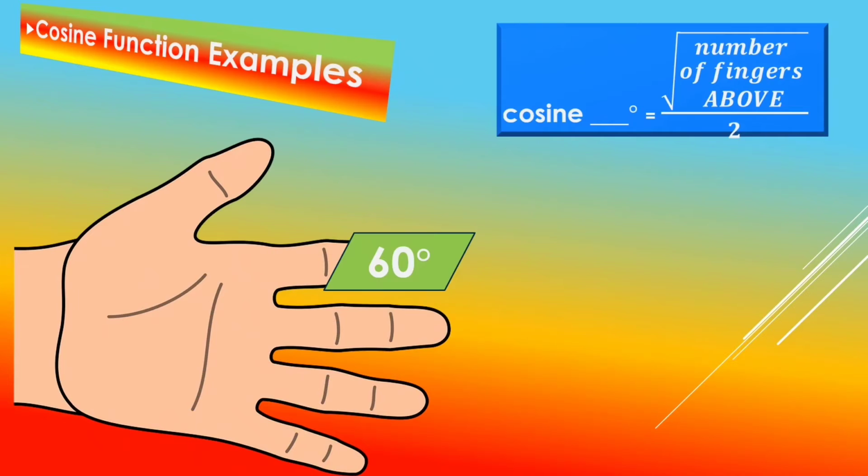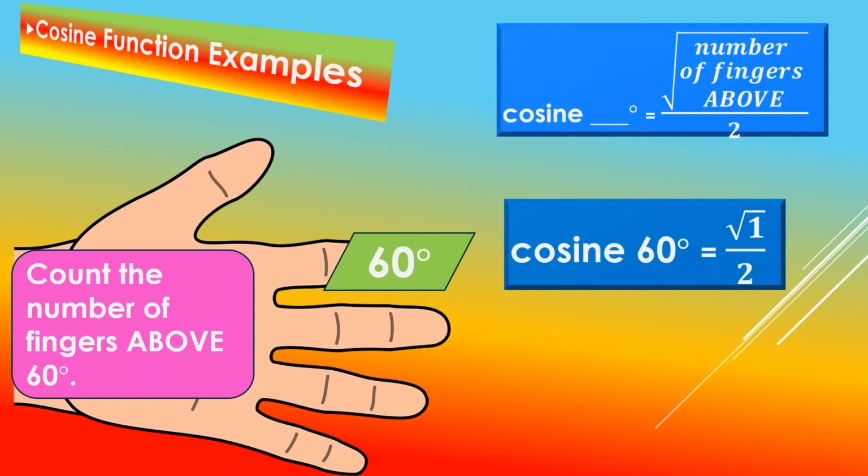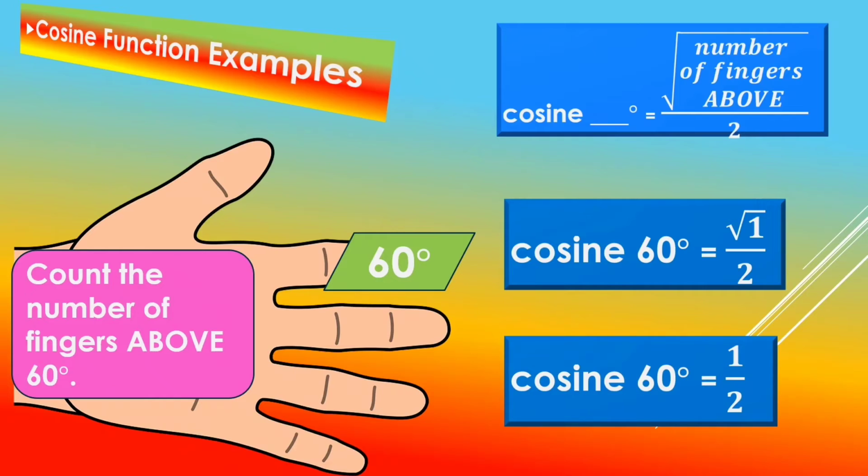For example, cosine 60 degrees. So for cosine 60 degrees, count the number of fingers above 60 degrees. So we have cosine 60 degrees is equal to the square root of 1, which is the number of fingers above of 60 degrees over 2. So simplifying, we have cosine 60 degrees is equal to the square root of 1 is 1 over 2. Hence, cosine 60 degrees is equal to 1/2.